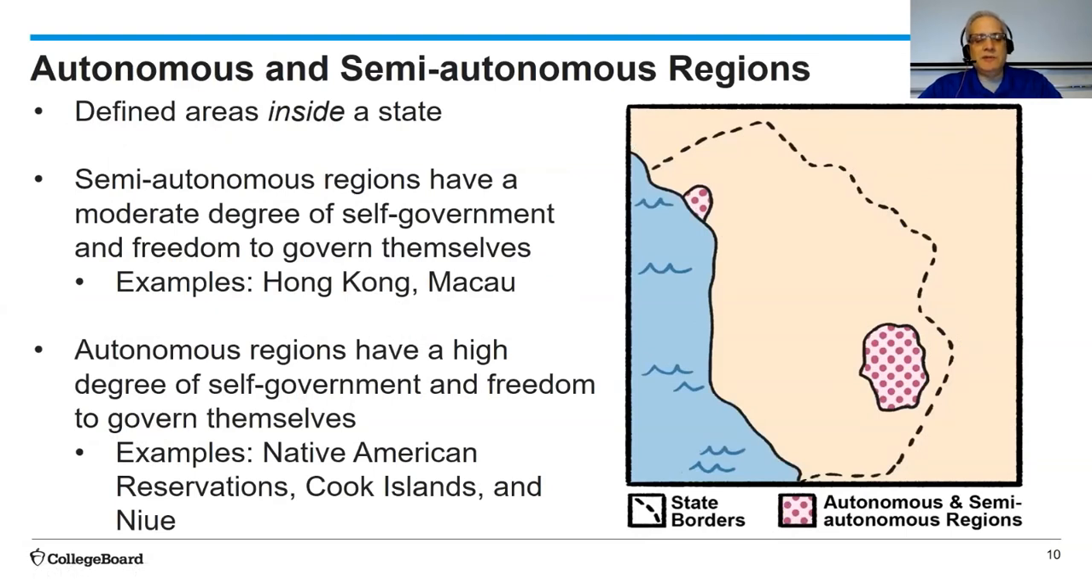Autonomous and semi-autonomous regions are defined areas that are inside of the state. Now, they are autonomous because they're given a moderate degree of self-government and freedom to govern themselves. So, the amount of freedom that each of these areas has is going to determine whether or not they are semi-autonomous or autonomous. A good example of semi-autonomous regions is Hong Kong, which is given its own government by the Chinese, but the Chinese insert themselves when things go wrong.